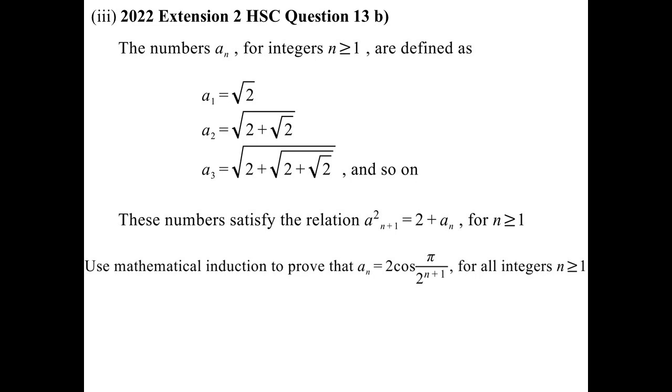Use mathematical induction to prove that every term is actually equal to 2 times the cosine of pi over 2 to the power of n plus 1, which I'm sure you looked at and went, yeah, well, of course it is. Remember when you start your proof, write down what you're trying to prove. This is what we're trying to prove: An is equal to 2 cos(pi on 2^(n+1)) for all positive integers. Prove it true in the first case. Sub it in. A1 is 2 cos(pi on 4), and cos(pi on 4) is 1 on root 2. We get root 2. So yep, it works for n equals 1.